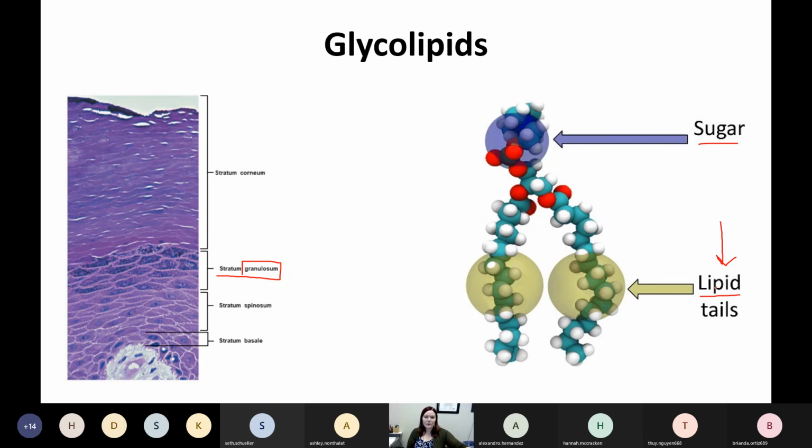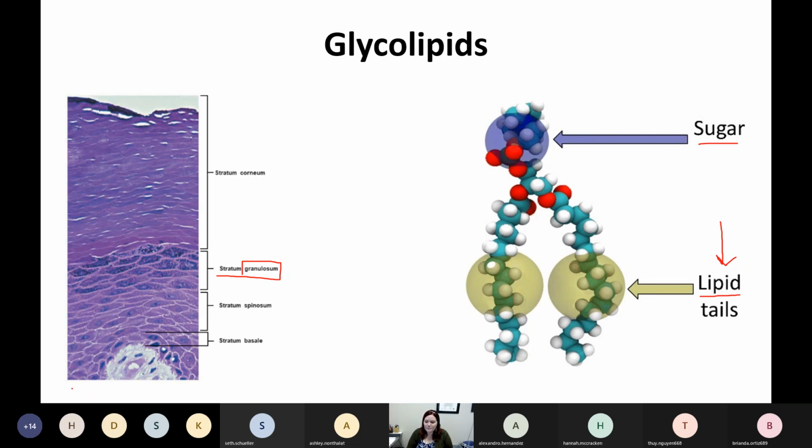Correct. Lipids, whether they're the phospholipids in the membrane or whether they're the glycolipids that we see here, do not play nice with water, which is why we use glycolipids to waterproof the skin. So here's how it goes.